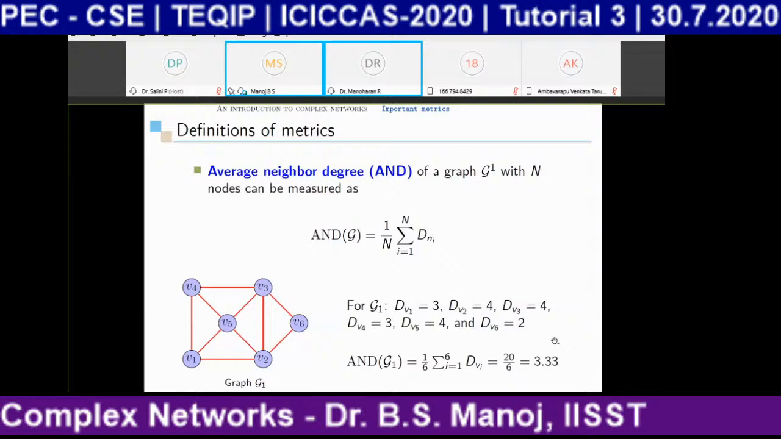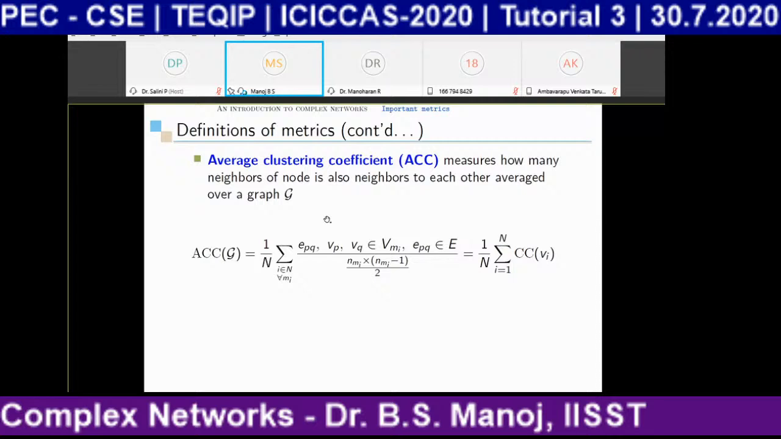Okay. Now, the second very important metric that is widely used in studying the network is called the average clustering coefficient. So this is measuring how many neighbors of the node are connected. So if you are a node and you have certain neighbors, the clustering coefficient of you can be used to say how well your neighbors are connected.